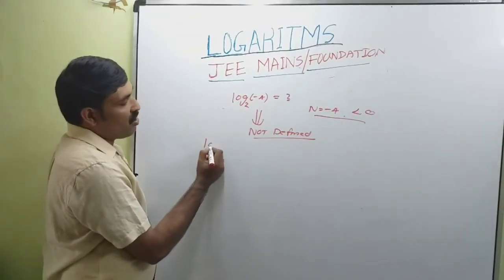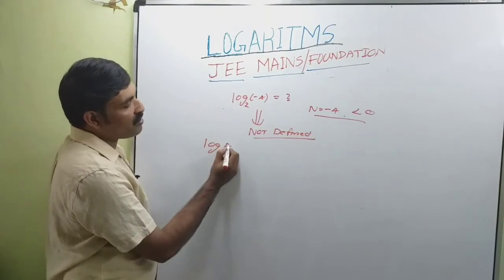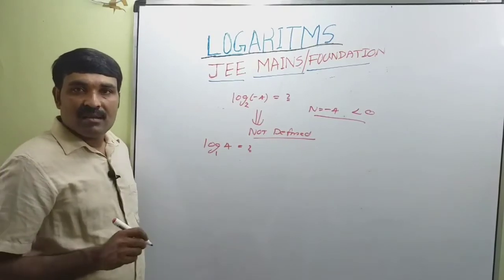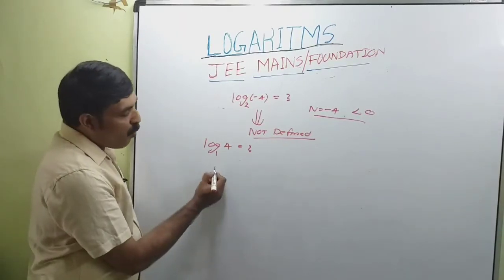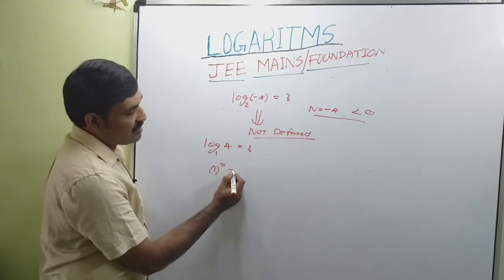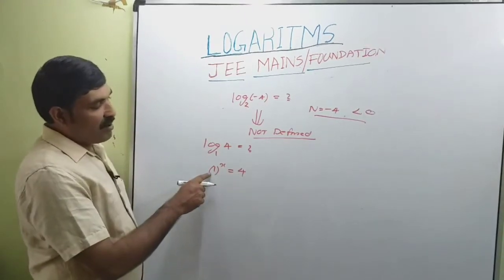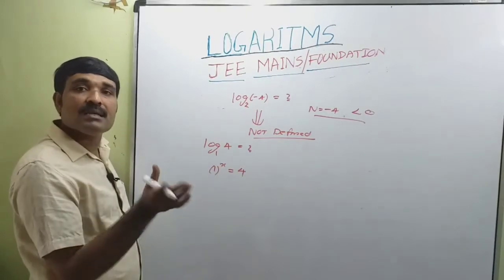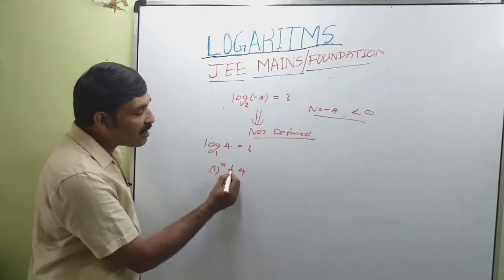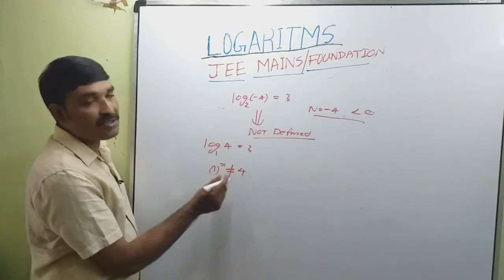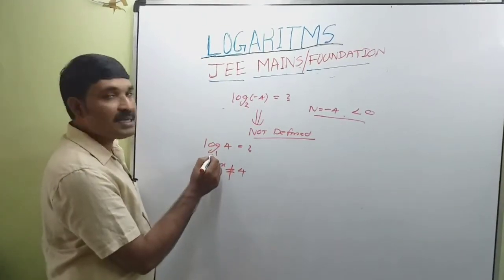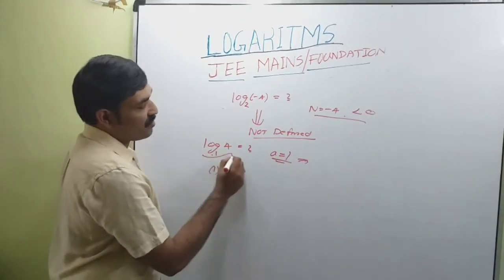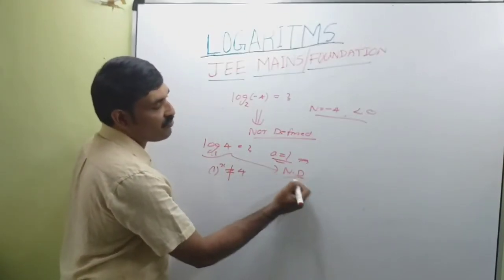Now consider log of 4 to the base 1 is equal to question. What does this indicate? 1 raised to x is equal to 4. 1 raised to any number is always equal to 1. That is never equal to 4. That is, 1 raised to x is not equal to 4. Since here the base a is equal to 1, that means this is not defined.